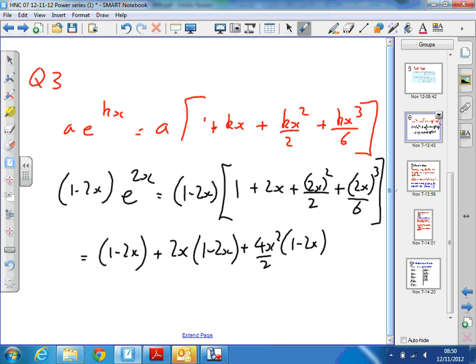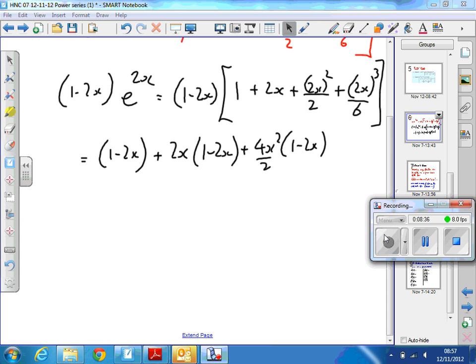And then you have to multiply out these brackets. So we have to multiply 2x by 1 minus 2x, and 4x squared over 2, which simplifies to 2x squared times that bracket. So multiply out all the brackets and then collect like terms, and you should end up with the solution in the textbook. So see if you can carry on from there and finish it. And it's a similar sort of thing for question number 4. Algebra is the key here. It's expanding out the brackets.